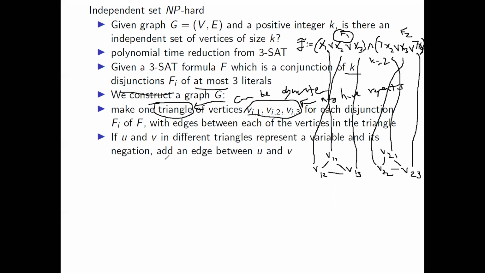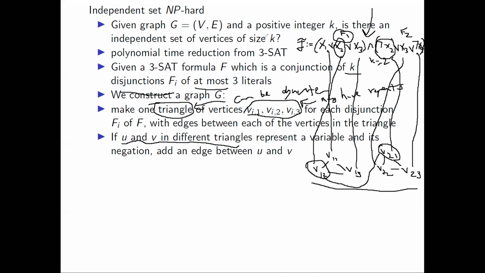So we want to put an edge between any vertices in different triangles, so any u and v in different triangles that represent a variable and its negation. So we look up here. When do we have some vertices down here that represent variables and their negations up here? Well, in that first triangle, we have the x2, so this v12 right here. And in the second triangle, we have the not x2. So in this disjunction f2, we have a not x2 there, which corresponds to the v21 right here. And so we want an edge between those two as well.